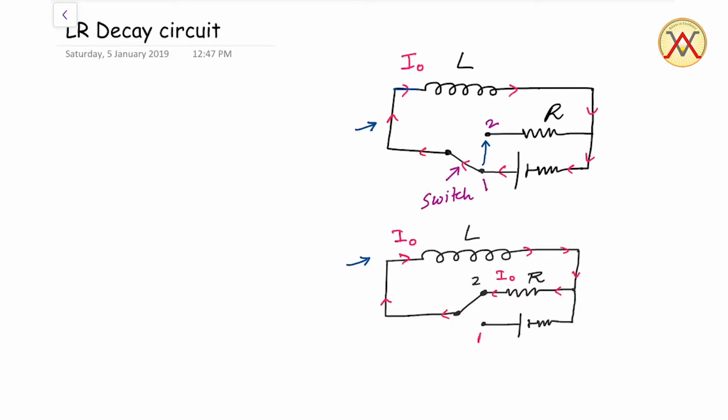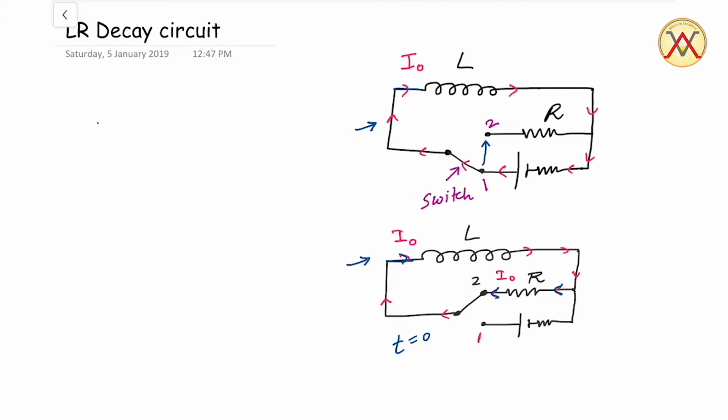and this is just after switching from position 1 to position 2. At this moment current I0 is flowing, and that current I0 is also flowing through our resistor. This is the condition t equals 0. Now we will discuss this circuit at any time t.